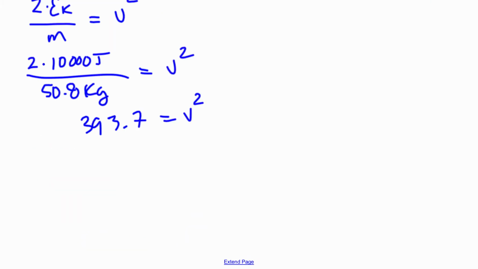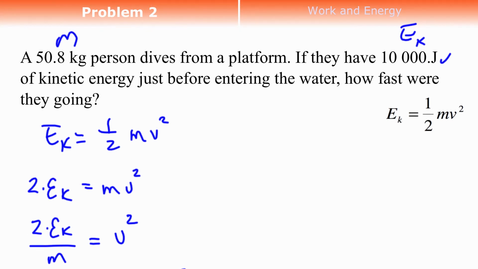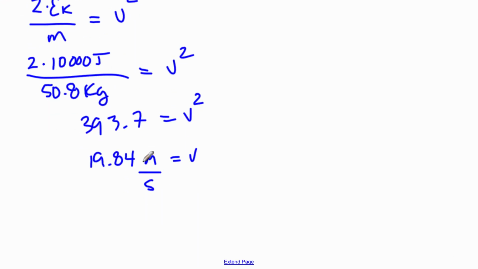Now I need to square root that number. 19.84. 19.84 is equal to my velocity now. And my velocities are always measured in meters per second. Now let's just do sig figs quick. I got 5, I got 3, so I need to go 3 sig figs. So this should be 19.8 meters per second. That's how fast that person would be entering the pool.